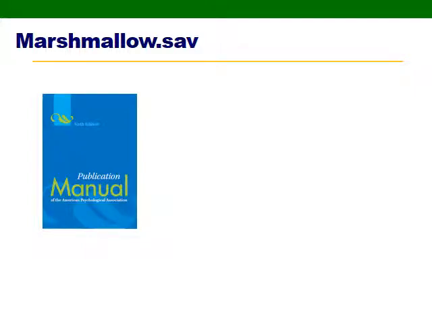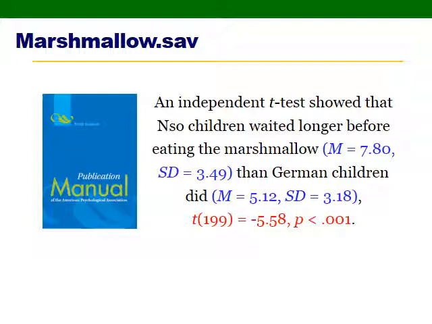So if we want to write up our answer, it's going to look something like this. Remember to always begin by naming the test that you performed. An independent t-test showed that ENSO children waited longer before eating the marshmallow compared to German children. There in blue, we have the mean and standard deviation for each group separately, and at the end of the sentence, we have the results of our t-test. T with 199 degrees of freedom equals negative 5.58, and we have a very small p-value of less than 0.001.